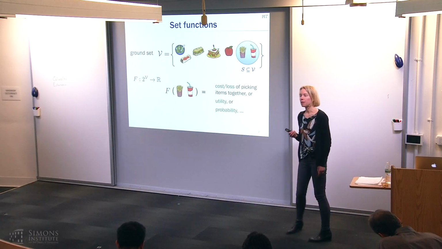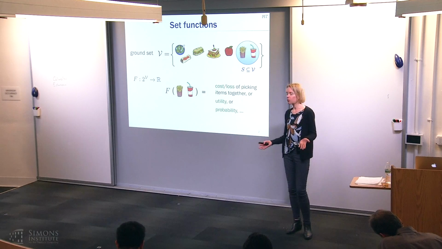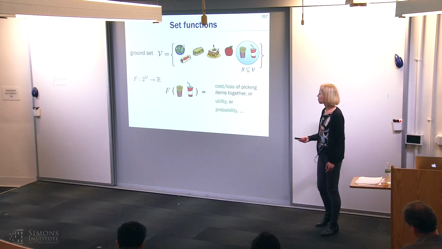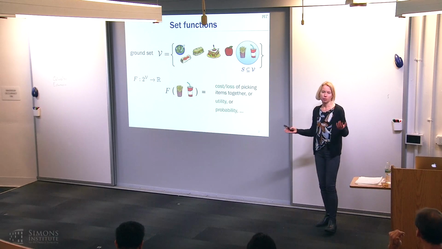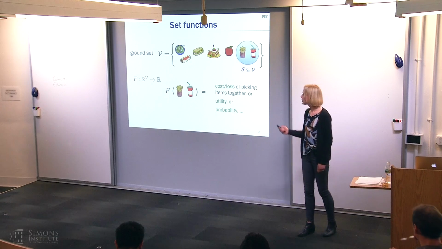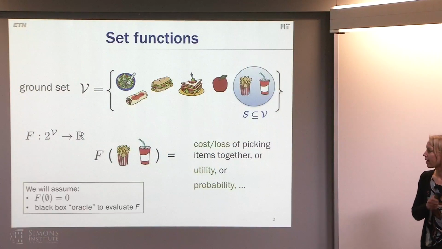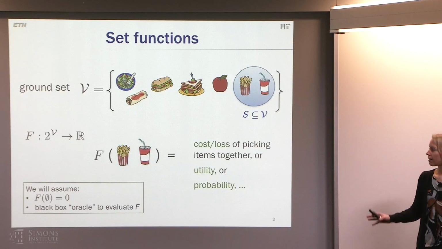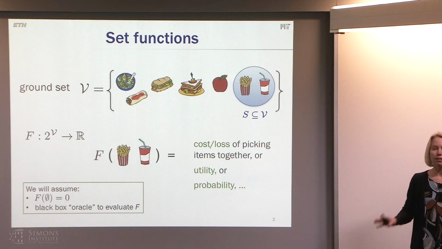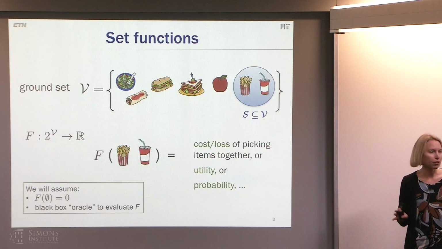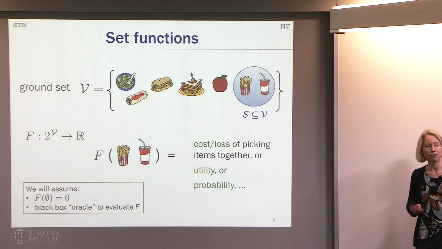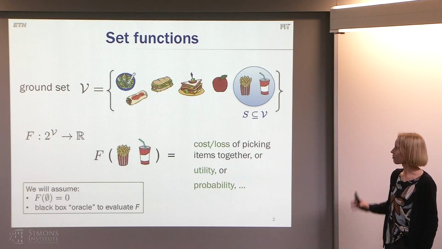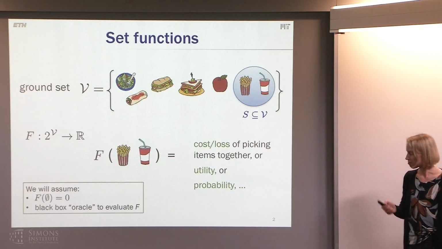And this function could have many meanings. This function could be some kind of loss function. It could be a cost function of buying these things together. It could be a probability, a utility, or something like that. So we look at such functions. And just a little technicality, we'll assume throughout that this function evaluates to 0 at the empty set, and we can compute it. So we're not going to talk about how we may compute it; in applications you typically can. So, well, this looks nice and good and pretty easy.